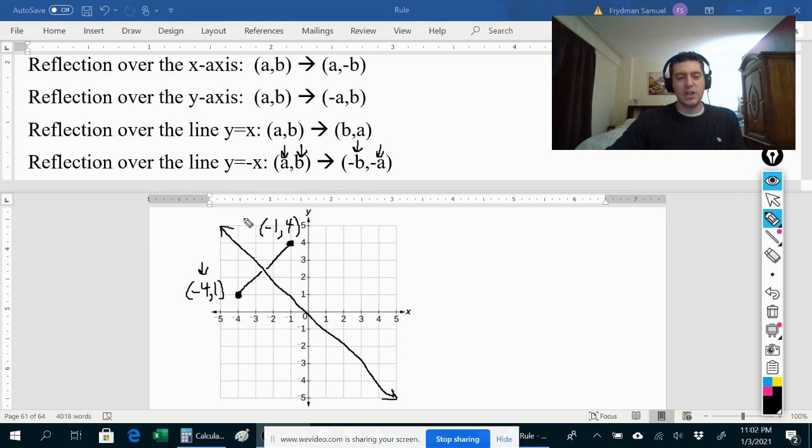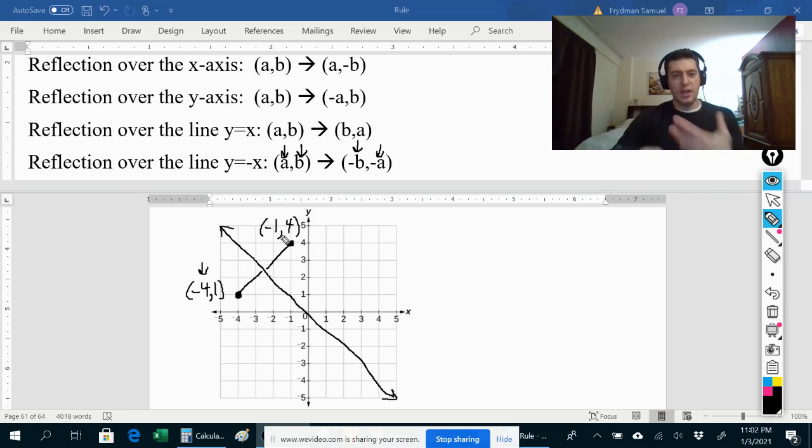So let's see if that's actually what happened. Here my y-coordinate was 1. The opposite of 1 is -1. And so -1 should be the x-coordinate of the image, which you can see that it is over here. The x-coordinate of the image is -1.